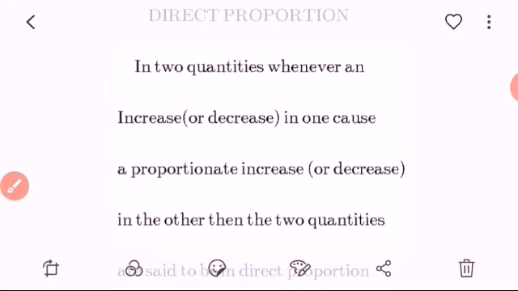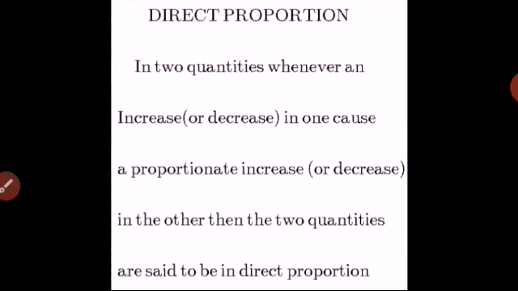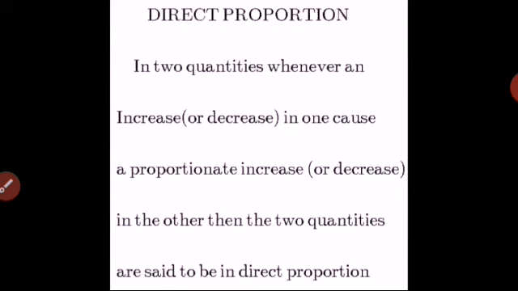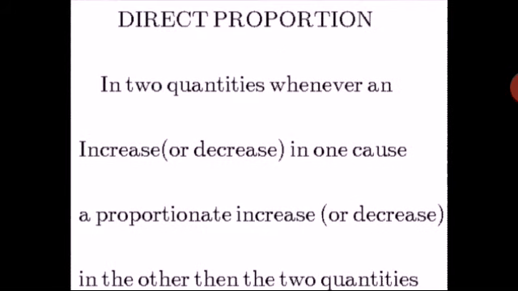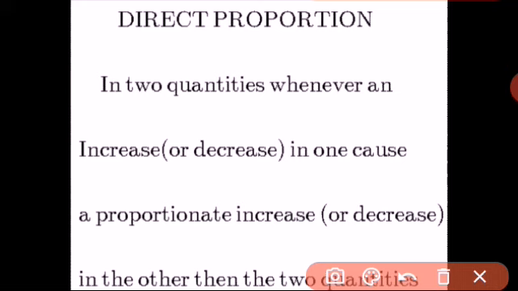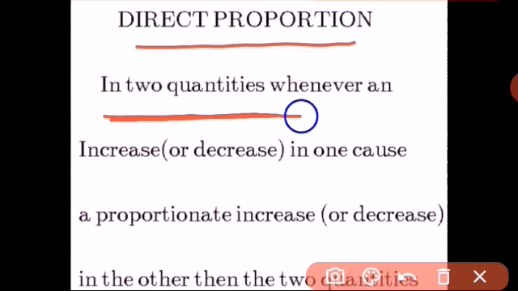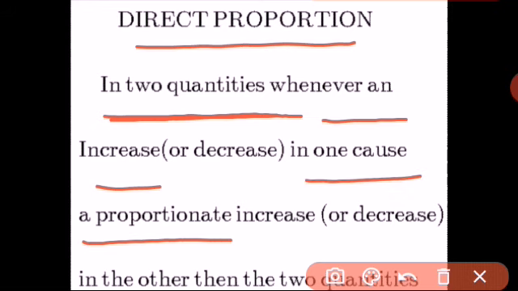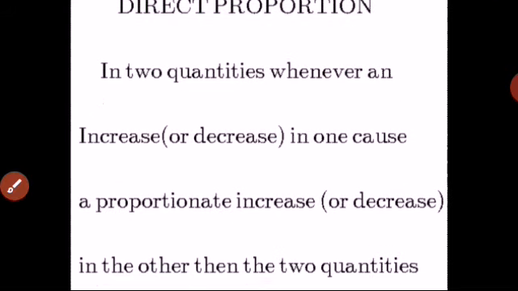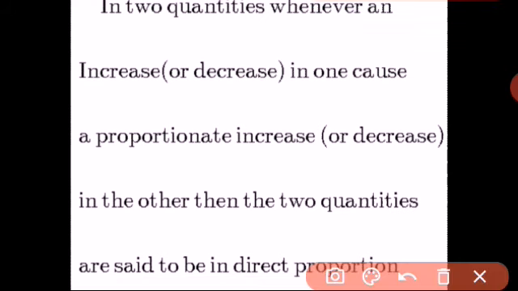Then what are the types of proportion? There are 2 types. The first one is direct proportion and the second one is inverse proportion. Let me first explain direct proportion. In two quantities, whenever an increase in one causes a proportionate increase in the other, then the two quantities are said to be in direct proportion.